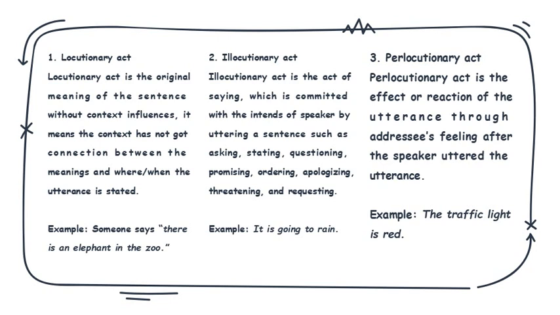Third one is perlocutionary act. It is the effect or reaction of the utterance to address his feeling after the speaker uttered the utterance. In other words, perlocutionary act is the act that has an influence or effect on the partner or who heard the speech. For example, the traffic light is red. This means the hearer stops the car or motorcycle.